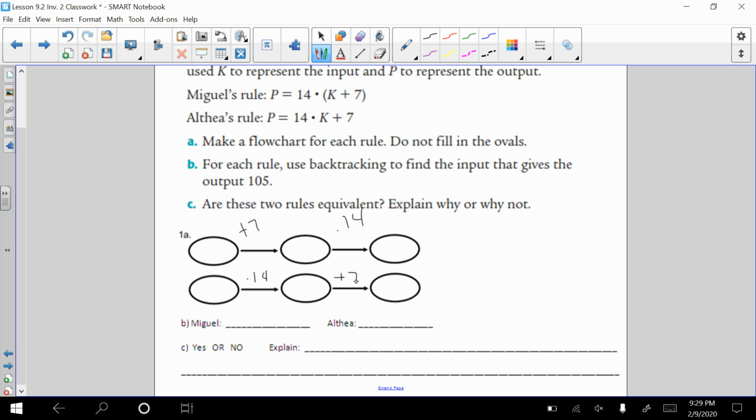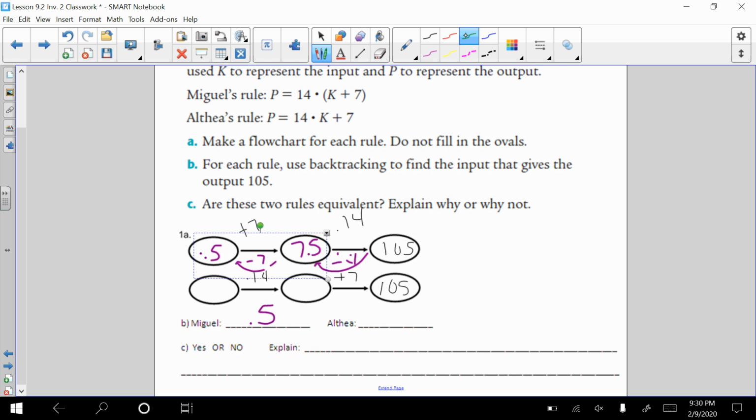Now, for each rule, use backtracking to find the input with the given output of 105. So let's put those in our last circle here for 105. Let's look at Miguel's rule. The opposite of multiply by 14 would be divide by 14. Well, 105 divided by 14 would give me 7.5. And the opposite of add 7 would be to subtract 7. Well, that would leave me with 0.5 as the answer. So Miguel's answer would be 0.5.